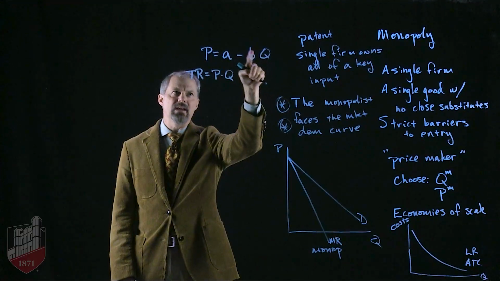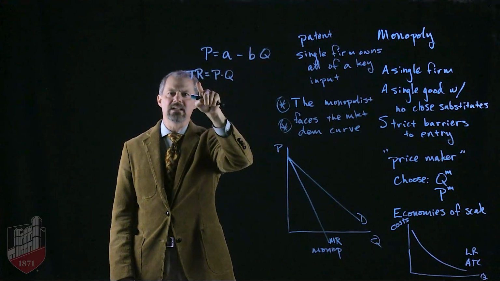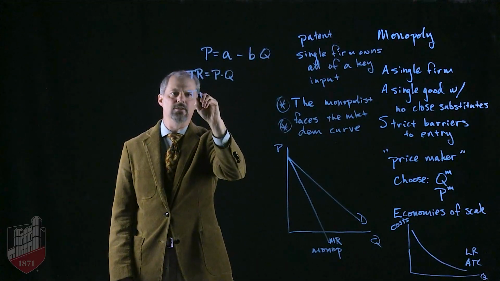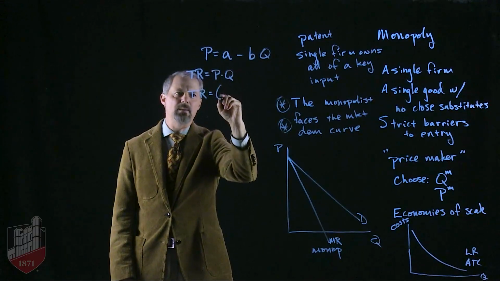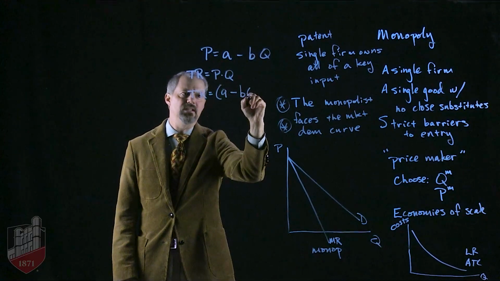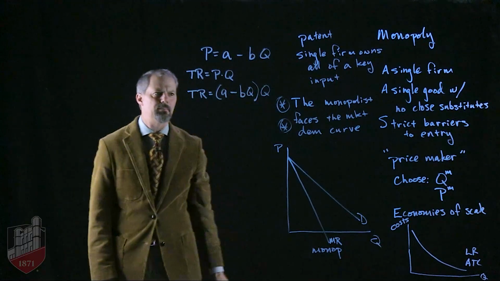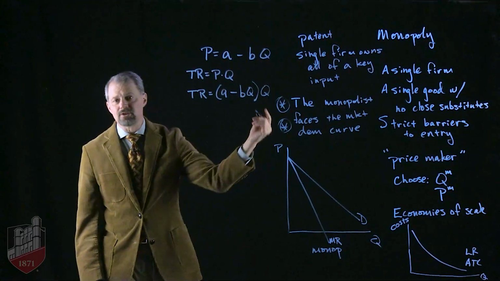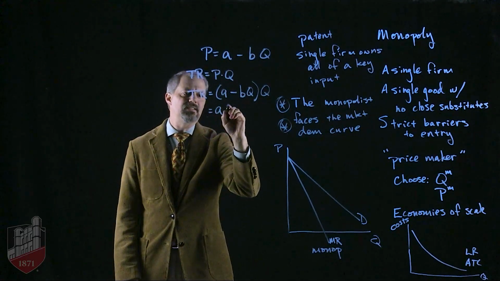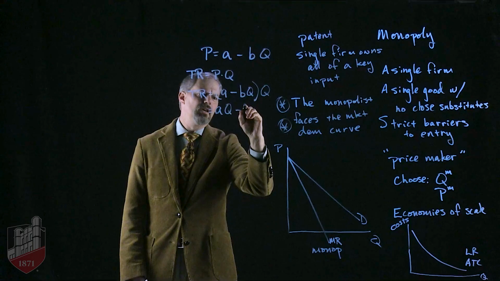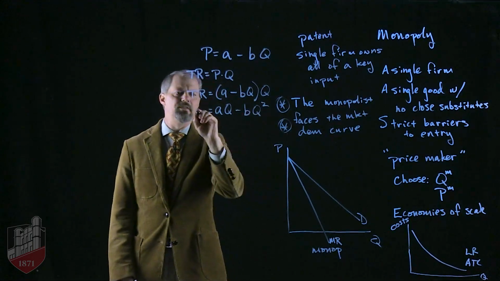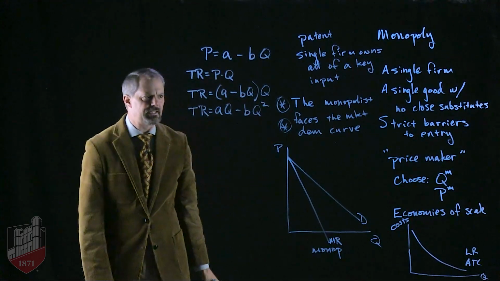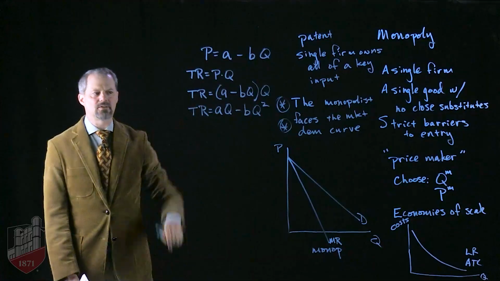So if I multiply this times quantity, I'm going to get total revenue. So total revenue is equal to, I'm going to write my price, which is A minus B times Q, and I'm going to multiply that by Q. And then I'm going to distribute that Q through. That's A times Q minus B times Q squared. There's what total revenue looks like with that demand curve.